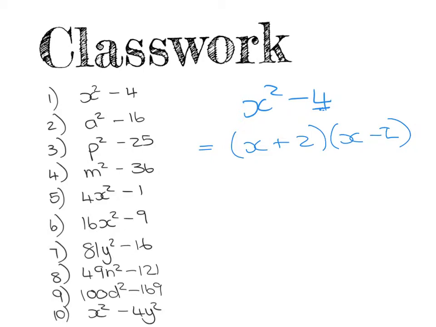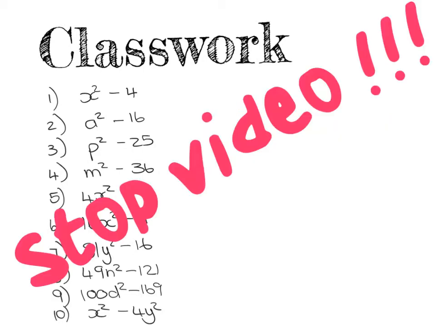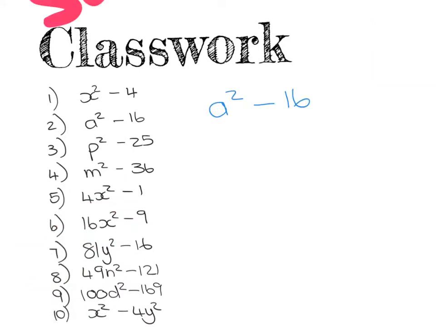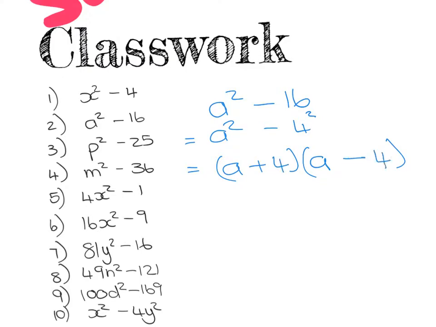Now you're going to do number 2. Okay, a squared minus 16. That is the same as a squared minus 4 to the power 2. So you will put it in your two brackets: a times a, plus and minus, and 4 times 4. Well done. I just know you got it. Please start with number 3.